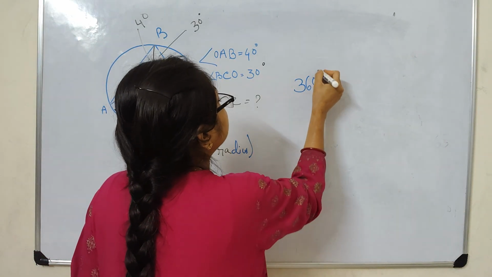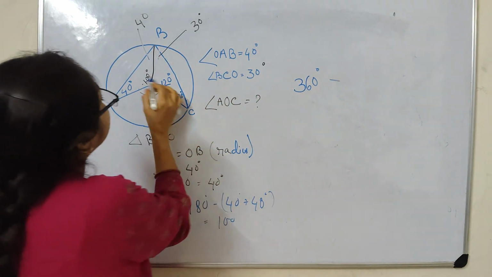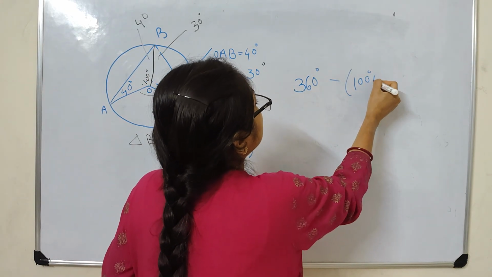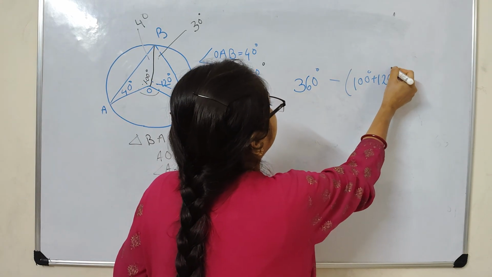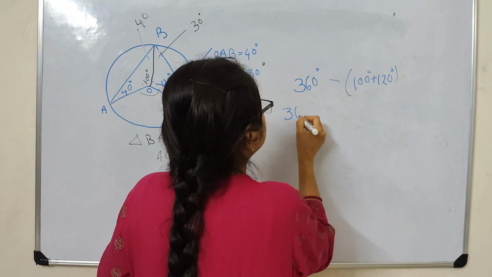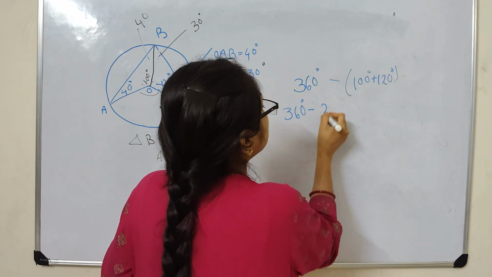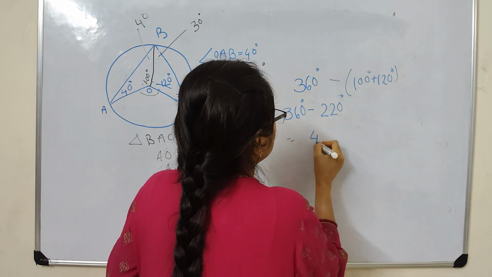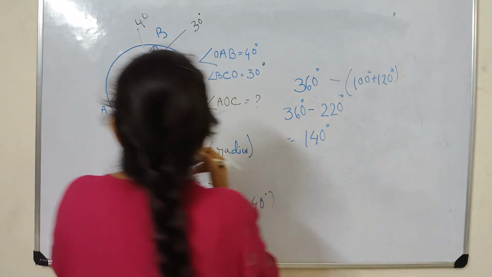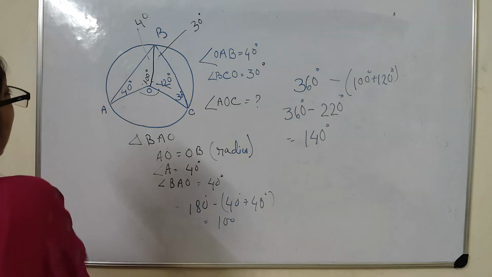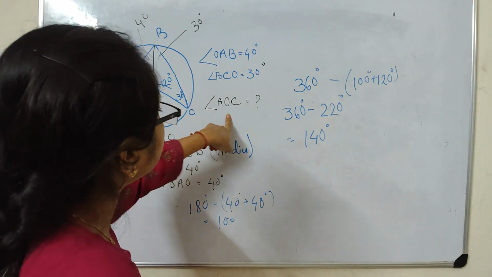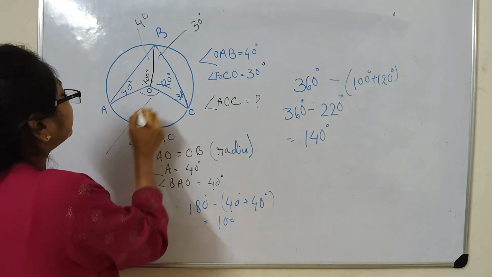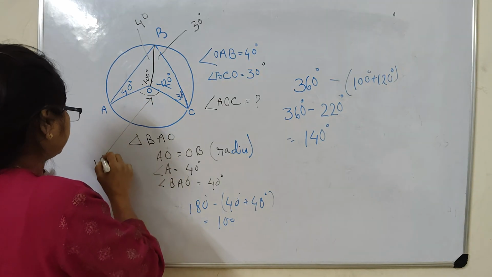Now check. It makes a circle, and the value of a circle is 360 degrees. I know only that part. It is 100 degrees plus 120 degrees, which means 220 degrees, and 360 degrees minus 220 degrees means 140 degrees. So what is our angle? AOC. So AOC is equal to 140 degrees.